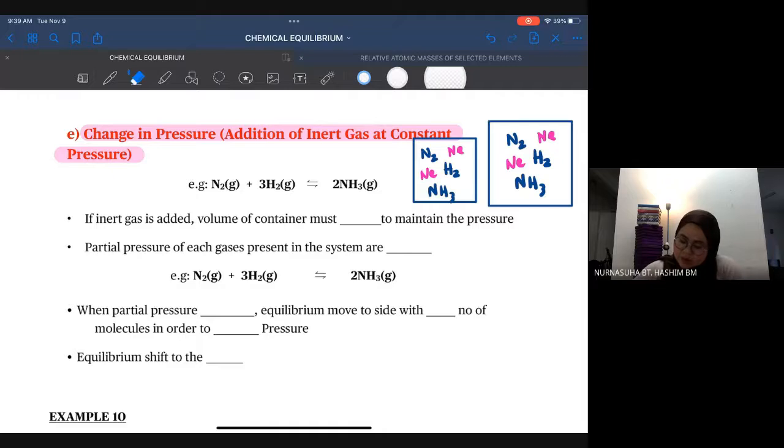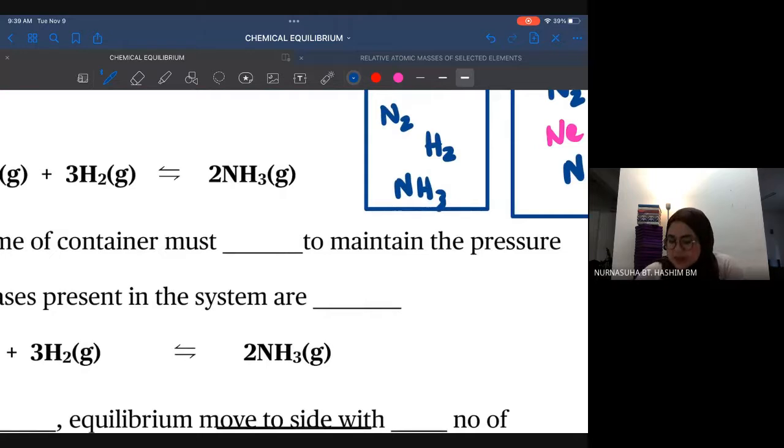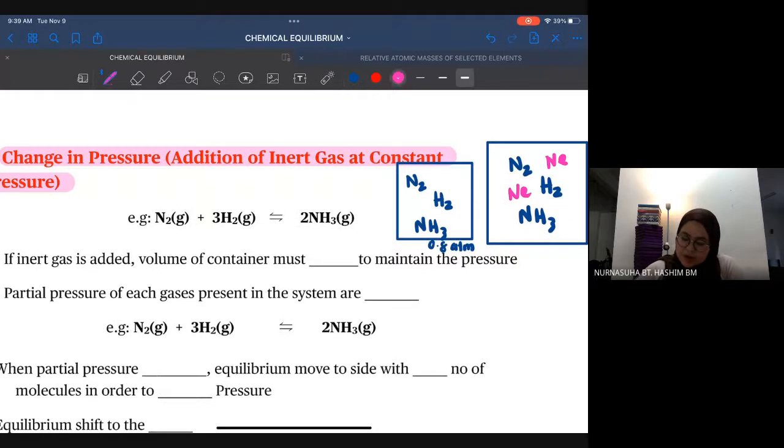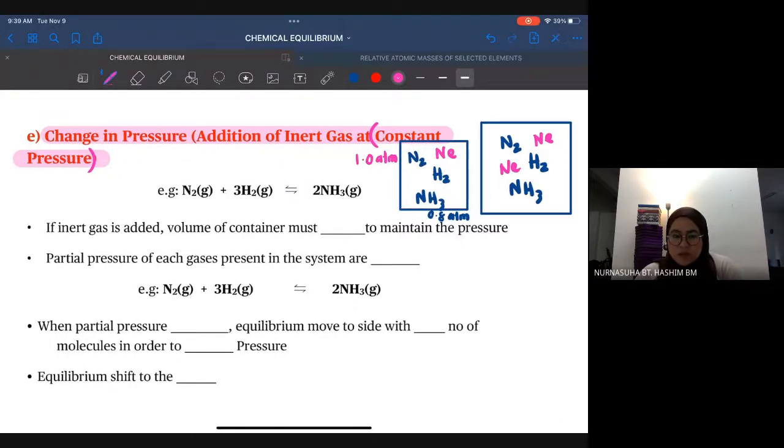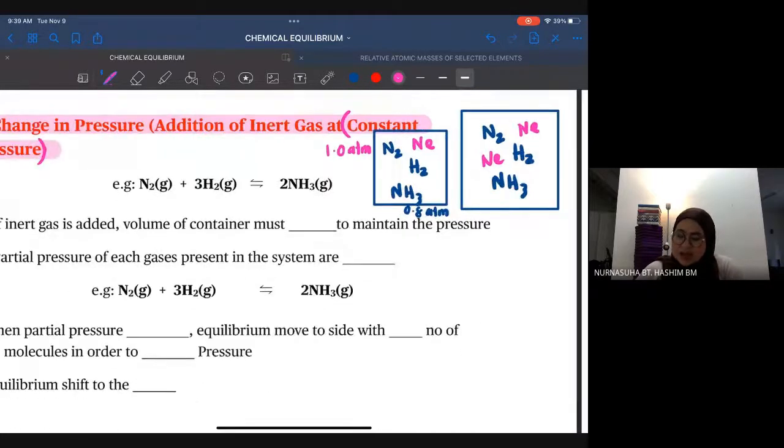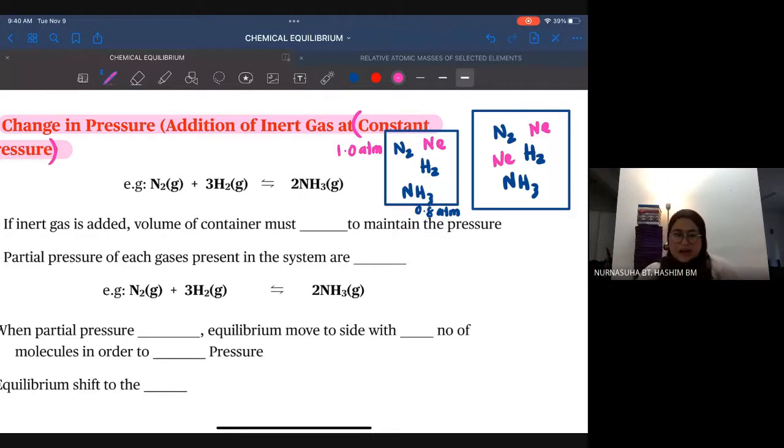Okay, let's say lah, takut medium ulang balik. Let's say before you add inert gas, the pressure is 0.8 atm. Ini contoh. So, bila medium tambah inert gas, neon ke helium ke, obviously lah total pressure akan bertambah. Katakanlah jadi 1 atm. Okay, tapi kalau addition at constant pressure, in order to maintain the pressure 0.8 tadi, I have to increase the volume of the container.